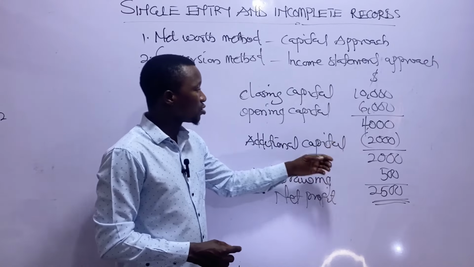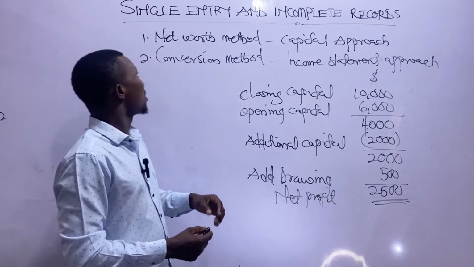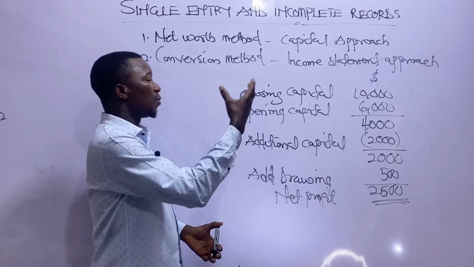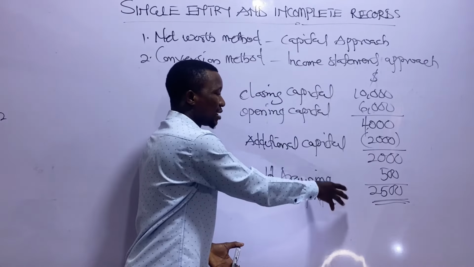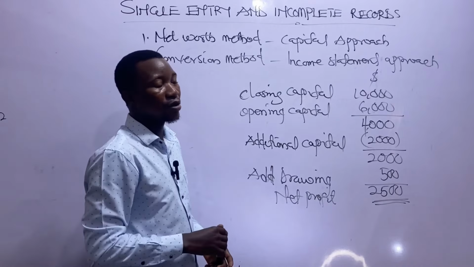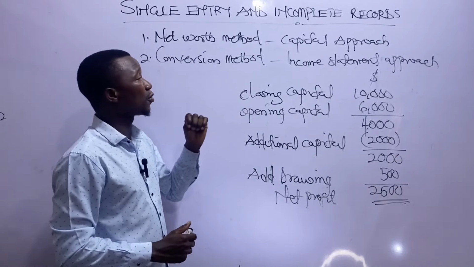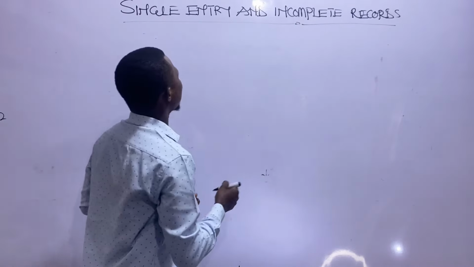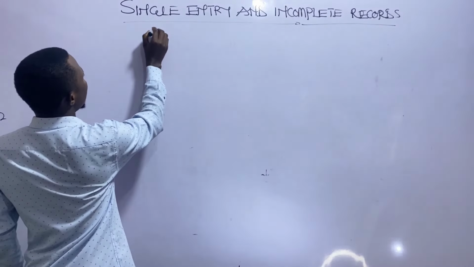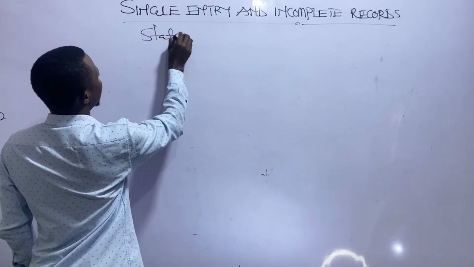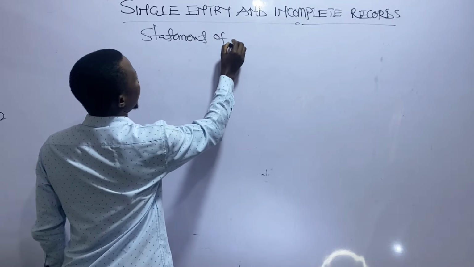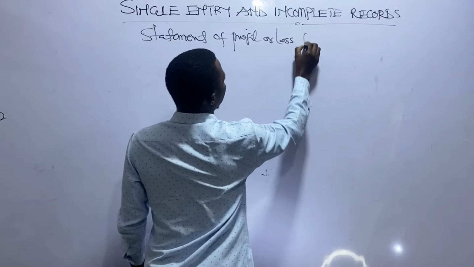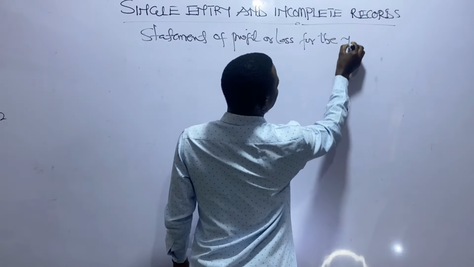Good. So this is how we estimate profits when we are using the single entry system when you are provided with information. But now, the name given to this statement we've done here is what we call a statement of profit or loss. So let me show you the format of the statement of profit or loss. Then we proceed to look at the conversion method as well. So we look at the format of the statement of profit or loss for the year ended.